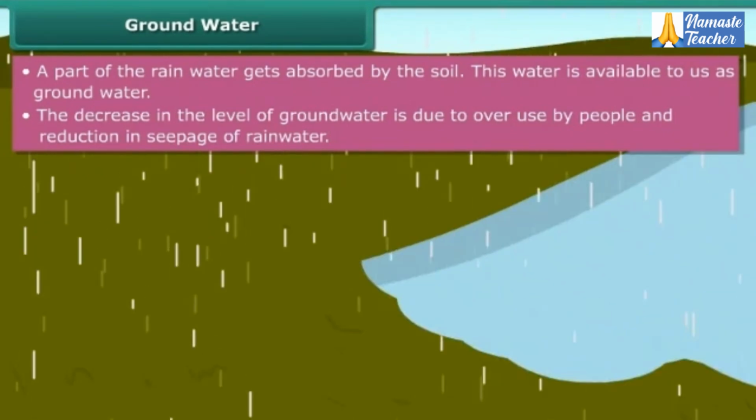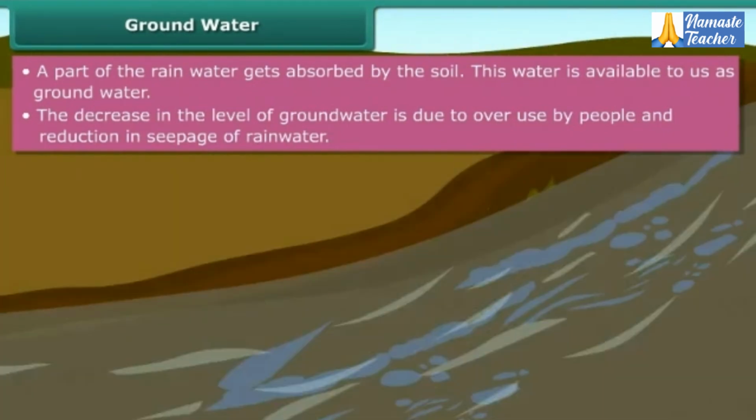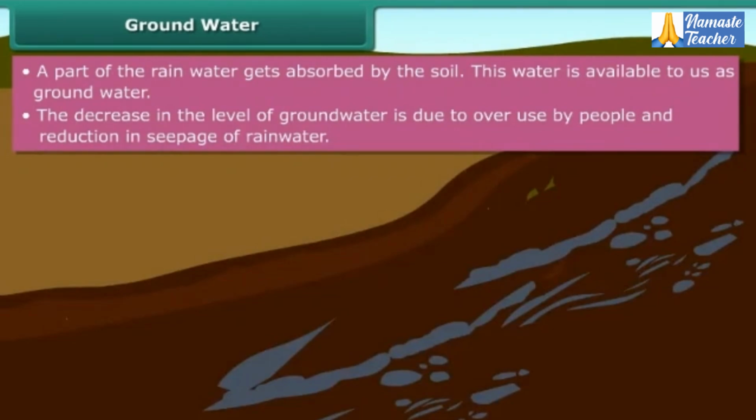In areas with little or no vegetation, the topsoil is loose and gets washed away by rainwater. Such areas get covered with concrete. As a result, there is reduced seepage of rainwater into the ground. This also contributes to reduction in groundwater.